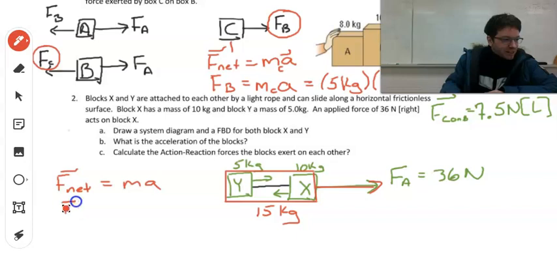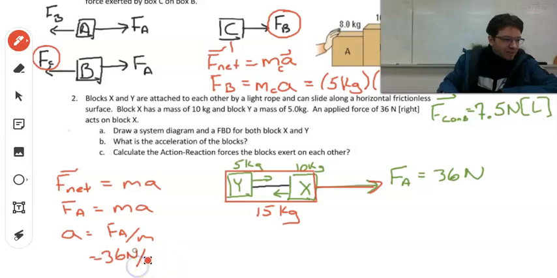So our F net is our applied force, equals mass times acceleration, and we want to rearrange that to solve for acceleration. So that is going to equal applied force divided by mass, which is 36 newtons over the total mass, which is 15 kilograms, giving us an acceleration of 2.4 meters per second squared to the right.